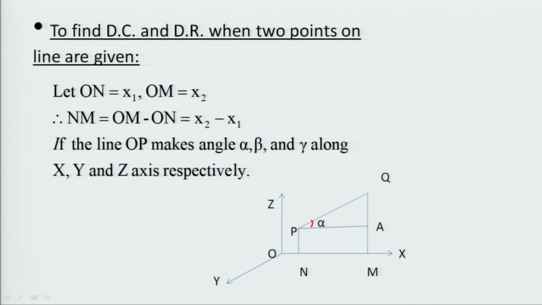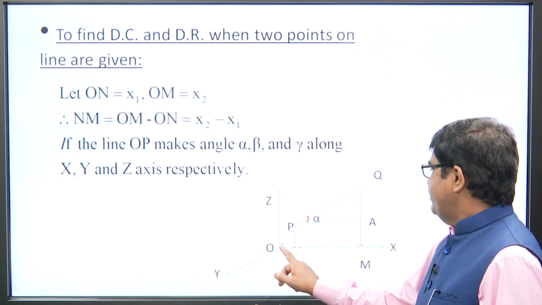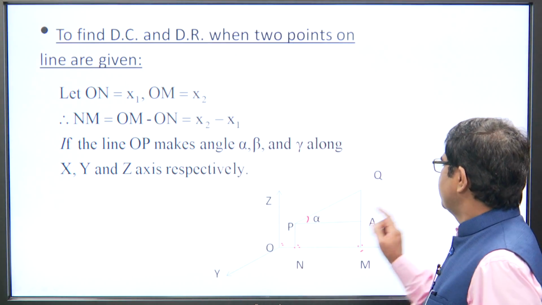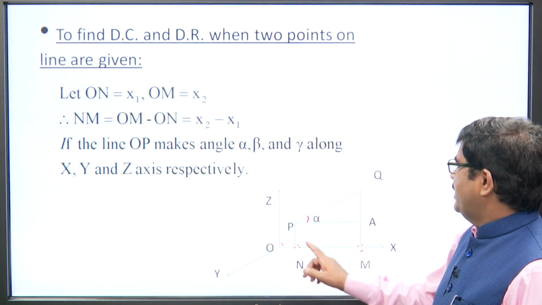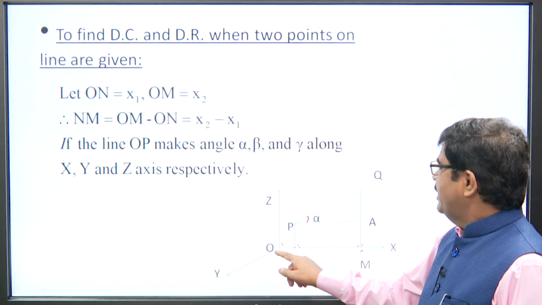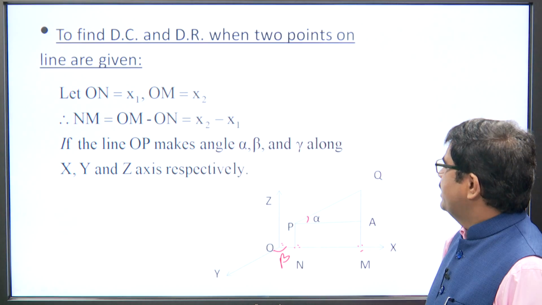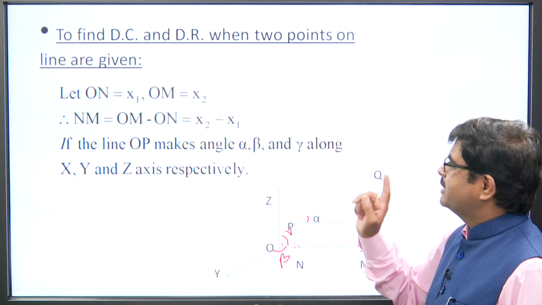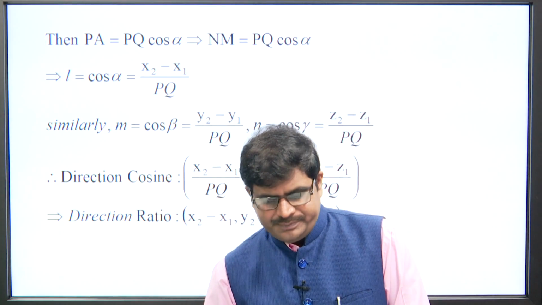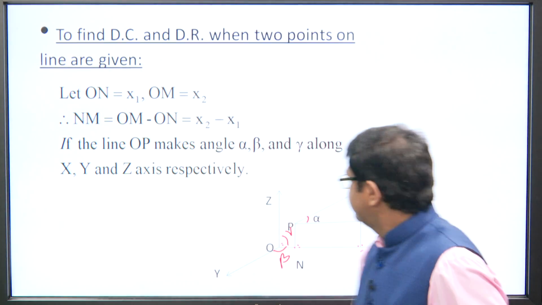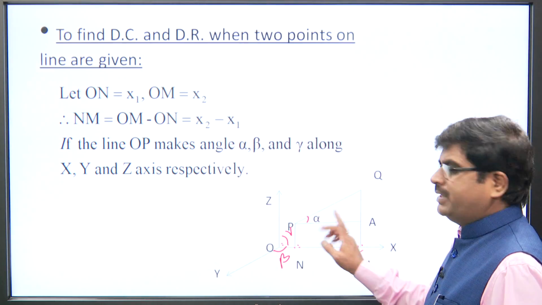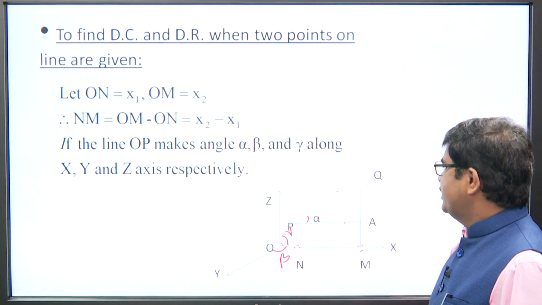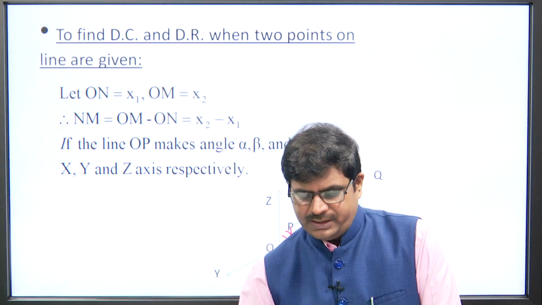Then ON is x1, OM is x2, NM is OM minus ON, that is x2 minus x1. If the line OP makes an angle alpha along x axis, angle beta along y axis, angle gamma along z axis respectively, then in the triangle PAQ, cos alpha is base upon hypotenuse, PA upon PQ.